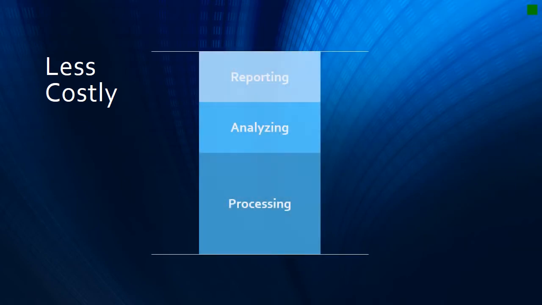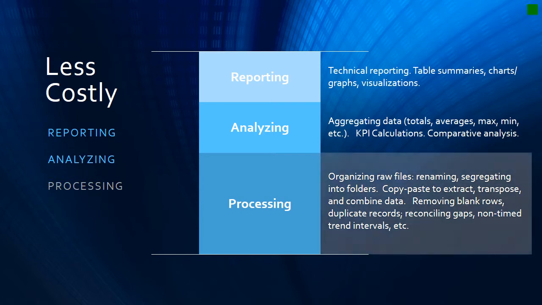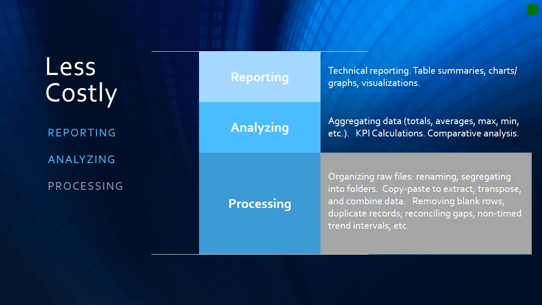Let's look at the three things that have to be done after the data has been collected from the site. We have processing, analyzing, and reporting. Processing. This phase includes all the activities to organize, select, combine, and clean up raw data files prior to doing any analysis. This step can be very time-consuming and require a lot of manual work.